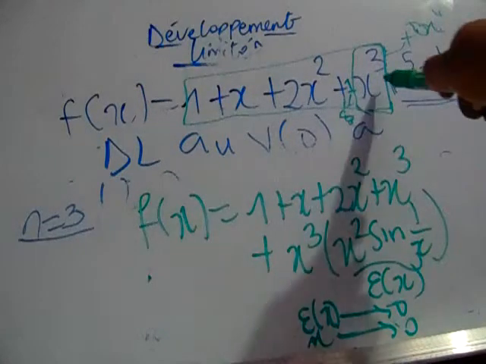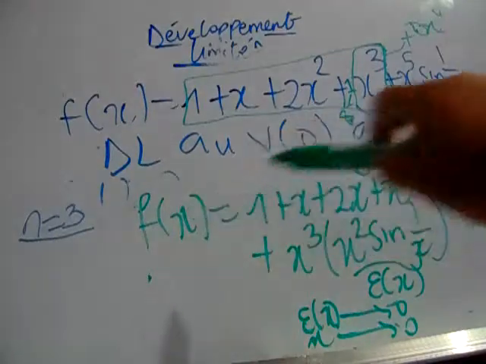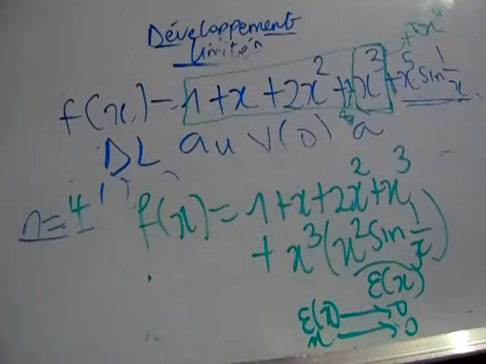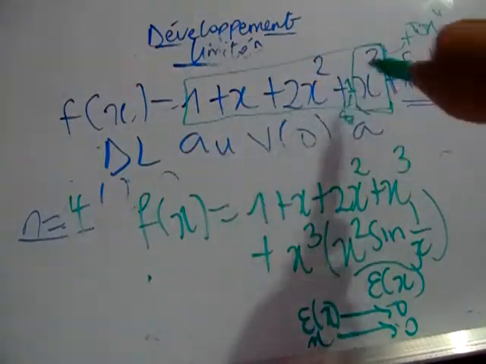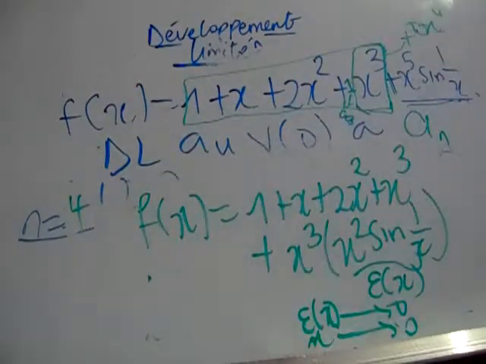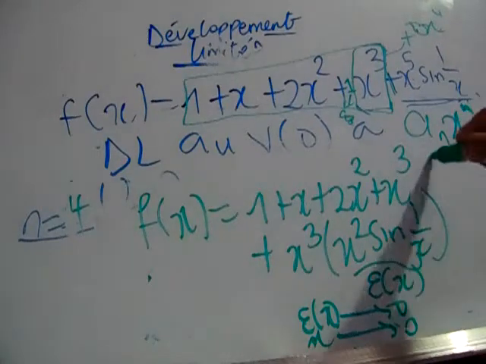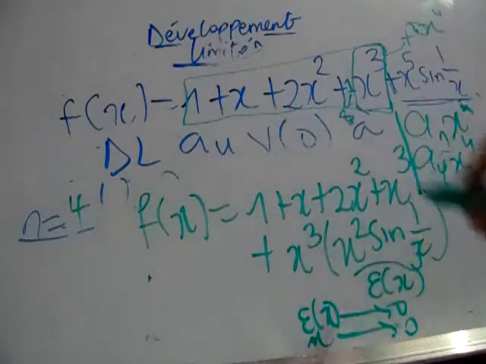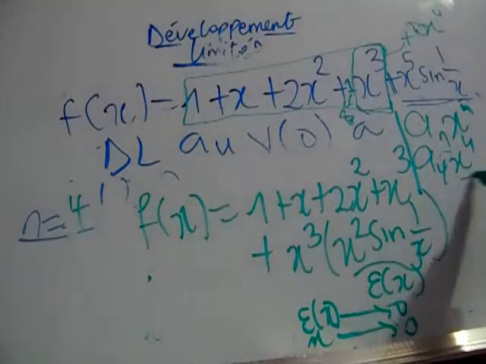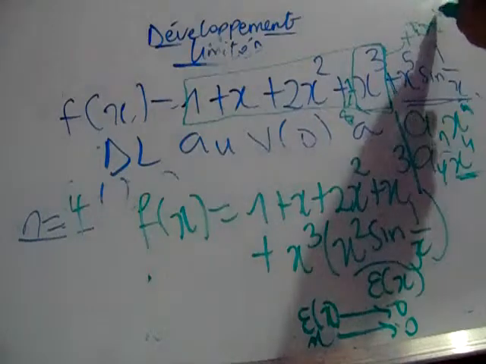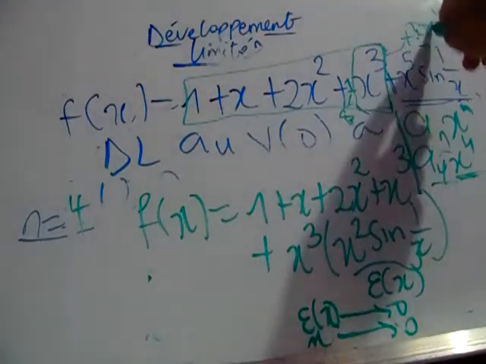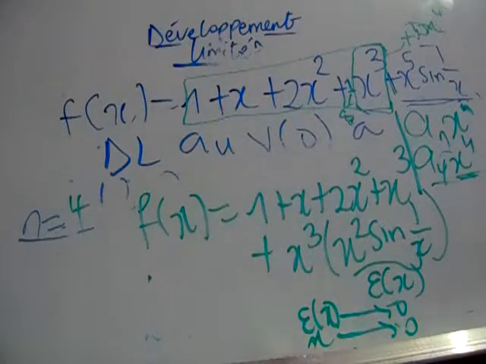So if we are going to the order of 4, we'll change this to n equal to 4. If we are going to the order of 4, it means an x raised to the power of n, so a4 x raised to the power of 4. And here we have 0 x raised to the power of 4, like I said. So that means our a4 is 0, and because that's 0 multiplied by x raised to the power of 4, we have 0. So that's why it's probably not included here.